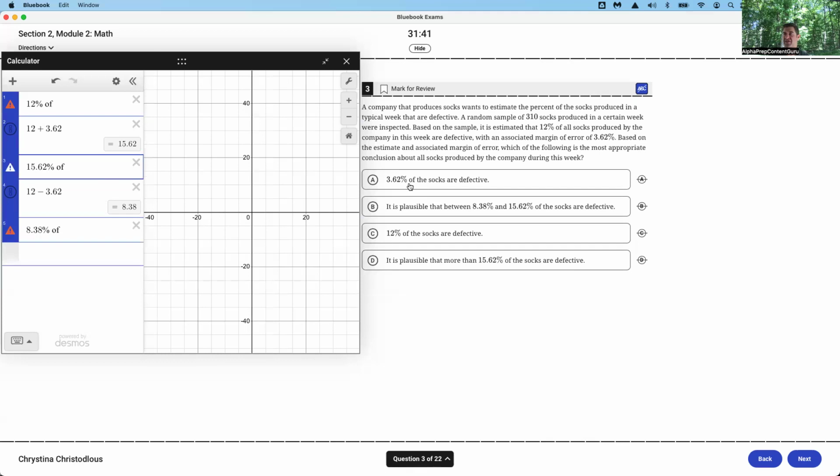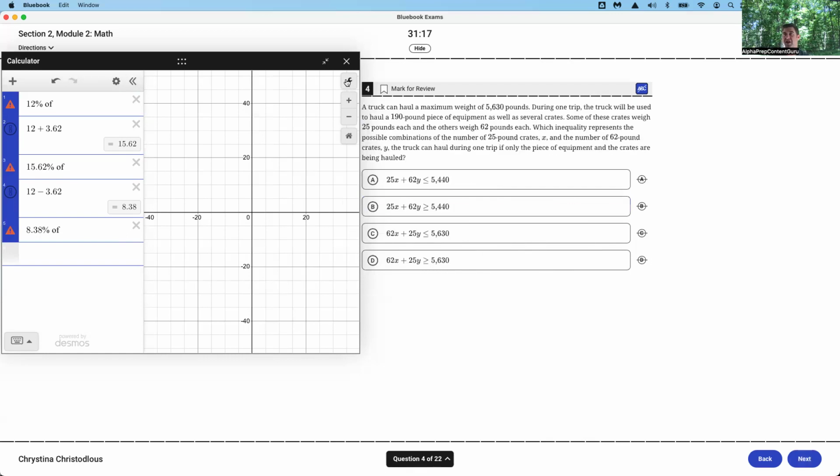So before I do any math, let's see what we've got. 3.62% of the socks are defective. Nope, that's the margin of error. It's plausible that between this amount and this amount, that's what we're looking for, are defective. We just actually solved that. 12% are defective. That's not taking into account the margin of error. It's plausible that more than that, no way. Cool, the answer is B. Easier than I thought. It looked difficult, but it wasn't so bad.